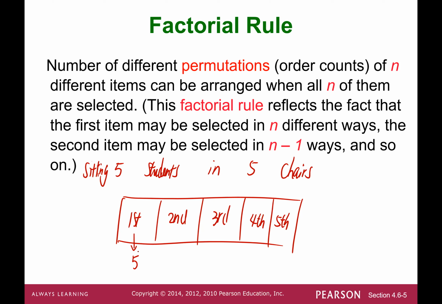Now, once one of the students sits down, we only have 4 students left. So by the time we get to the second chair, only 4 choices are available. Third chair, 2 students have sat down, so we only have 3 options, 3 students available to sit on the third chair. Same thing for the fourth chair, only 2 students remain, 2 options available. By the time we get to the fifth chair, only 1 student is left. So sitting 5 students in 5 chairs will be 5 factorial.